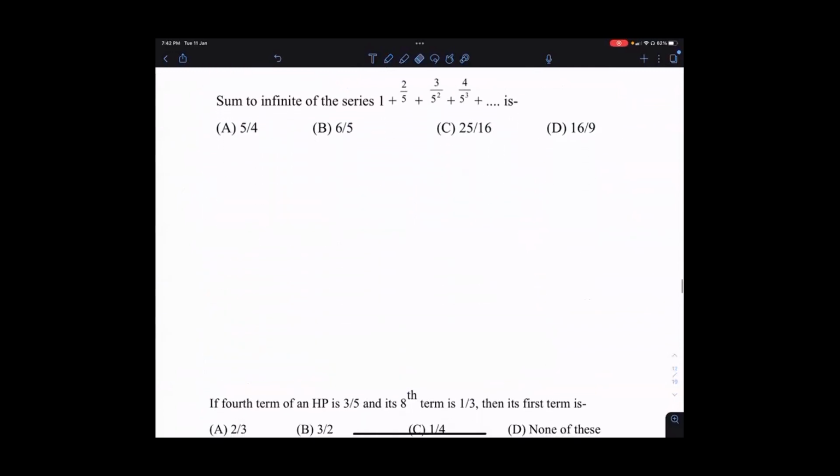Next, this AGP. These are important concepts which you should know, must do. So if you have an AGP like 1 plus 2 by 5, how am I saying this is an AGP? It is because each and every term is a multiplication of 2 terms.